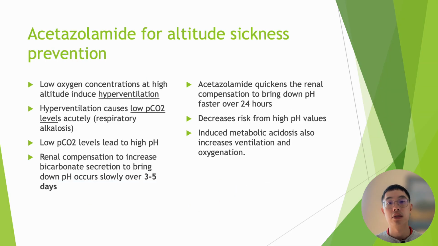One other use of acetazolamide is in prevention of altitude sickness. How does this work? Low partial pressures of oxygen at high altitude levels induce hyperventilation. As you may recall from your pulmonary lectures, hyperventilation results in lowering the PCO2 levels in the lungs and the blood, which usually causes a rise in pH. Usually your kidney can help compensate for this rise in pH by getting rid of bicarbonate. However, this process lasts on the order of 3 to 5 days.